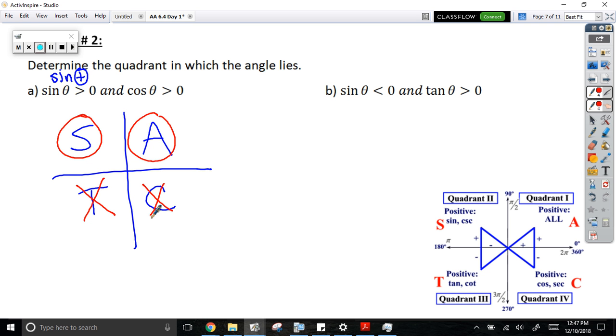Then we go to the second part. Cosine has to be greater than 0. So cosine is also positive. Which of those two quadrants will have a positive cosine? A and C, but we already eliminated C, so it has to be A. Now your answer is not A, your answer is what number quadrant that is, and this is quadrant 1.